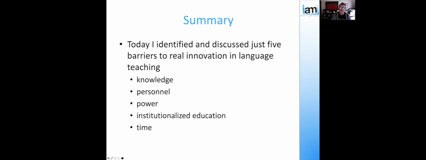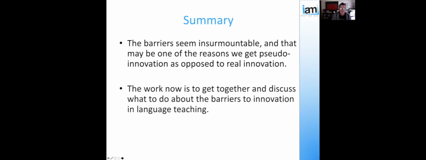So all these barriers conspire so that we get pseudo-innovation, which you probably are thinking it's better than no innovation. I wouldn't argue with that. But it's not going to be the real kind of innovation we really have been talking about for about 40 years now. The barriers seem insurmountable. And again, that's probably why we get pseudo-innovation. The work now is to get together. This is what we have to do in universities. So there's no direct implication from what I'm talking about, other than we need to start getting together and discussing what to do about barriers to innovation in language teaching, if indeed we want innovation, right?